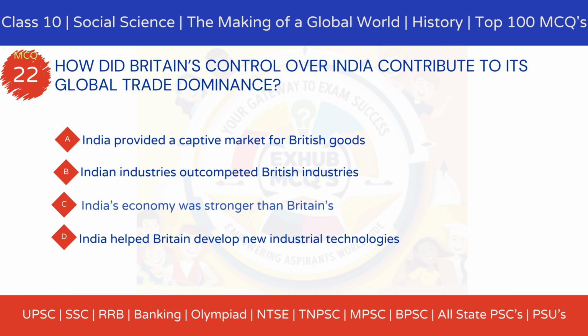Option A, India provided a captive market for British goods. Option B, Indian industries outcompeted British industries. Option C, India's economy was stronger than Britain's. Option D, India helped Britain develop new industrial technologies.